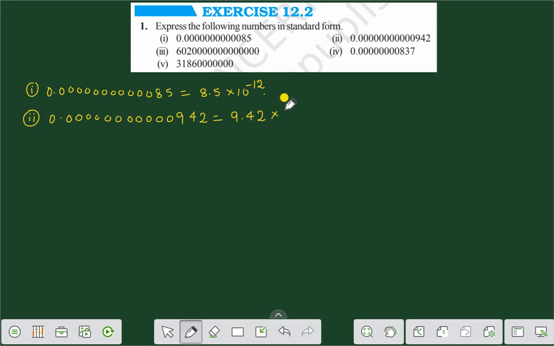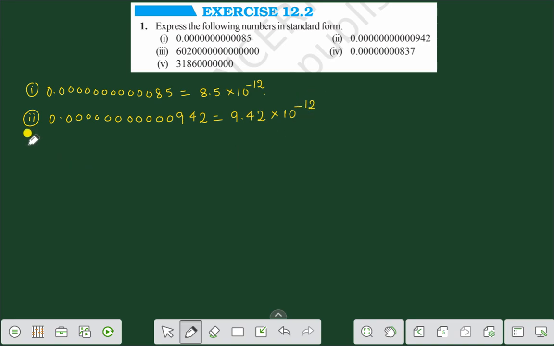into 10 to the power. Let us count the digits up to 9: 1, 2, 3, 4, 5, 6, 7, 8, 9, 10, 11, 12. The answer is 9.42 into 10 to the power minus 12. This is in standard form.